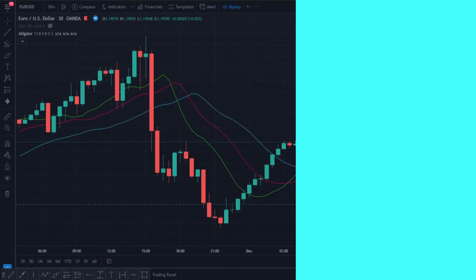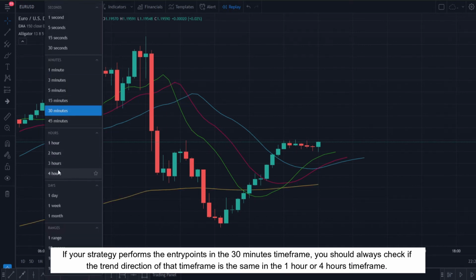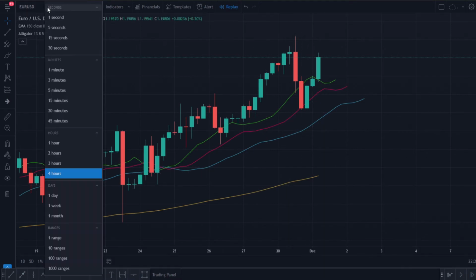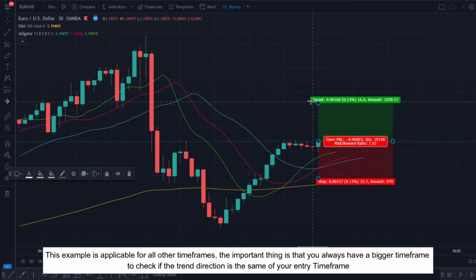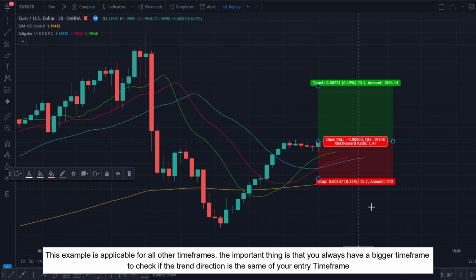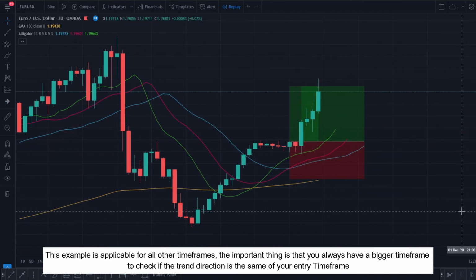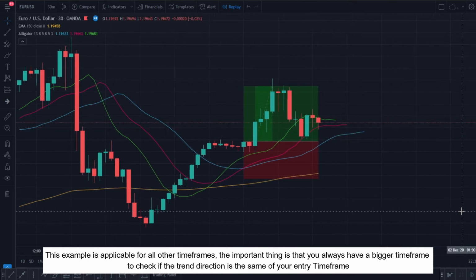That is, if your strategy performs the entry points in the 30 minutes time frame, you should always check if the trend direction of that time frame is the same in the 1 hour or 4 hours time frame. You should perform the entry only if the trends are the same on both time frames. This example is applicable for all other time frames. The important thing is that you always have a bigger time frame to check if the trend direction is the same as your entry time frame.